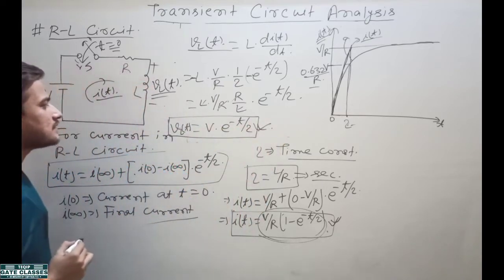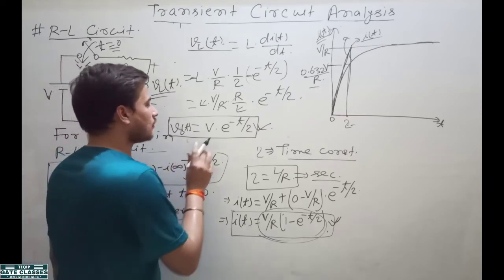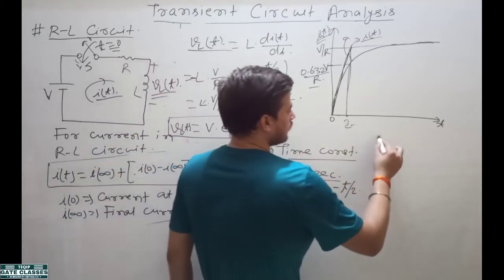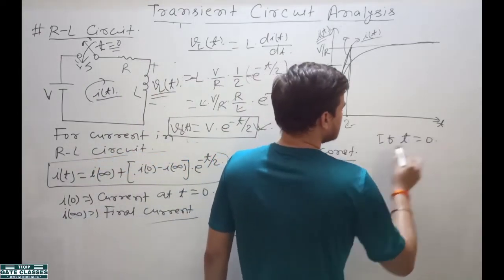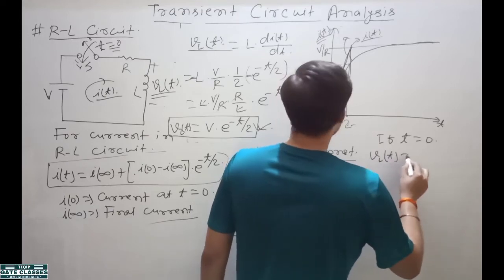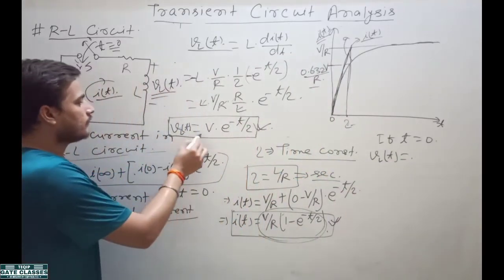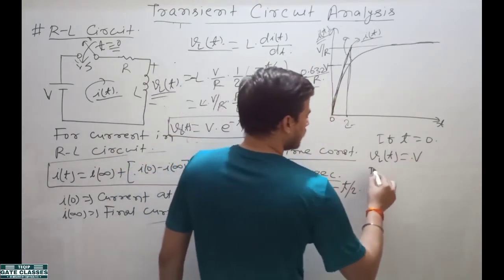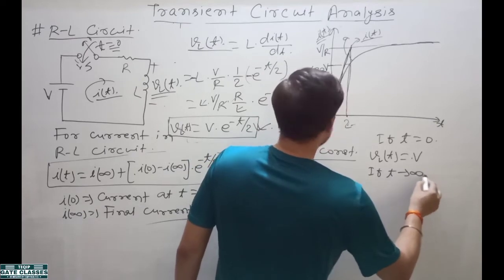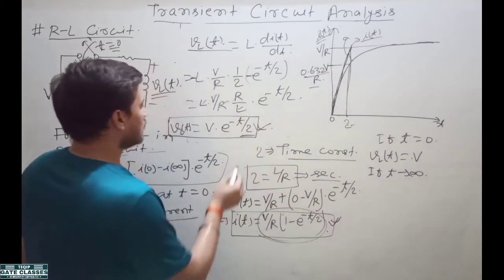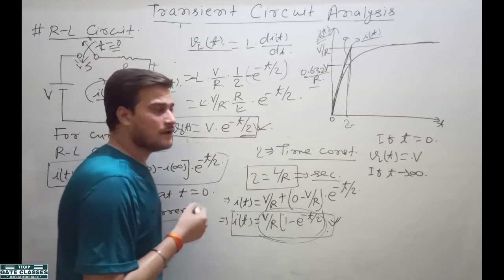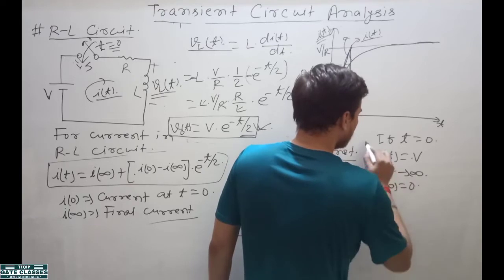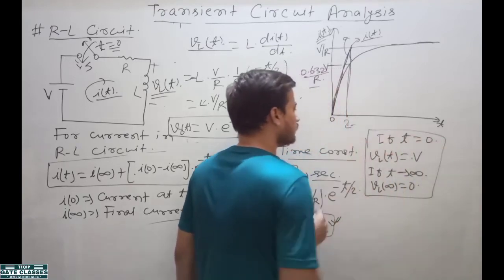So what is the meaning of V into e to the power minus t by tau? It means if t is equal to 0, then VL(t) will be equal to how much? If you put t equal to 0, VL(0) will be equal to V. If t tends to infinity, then this term will be e to the power minus infinity, which means 0. Then VL(infinity) will be equal to 0. So now you see one thing.